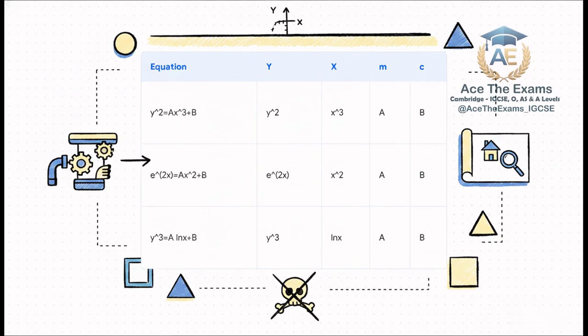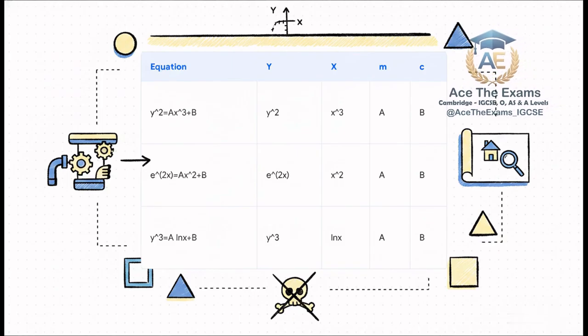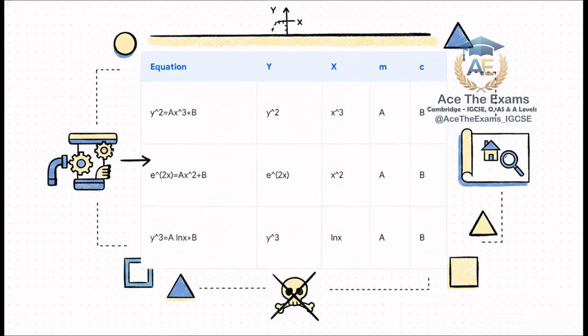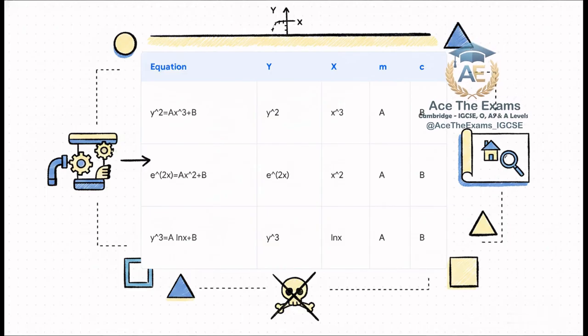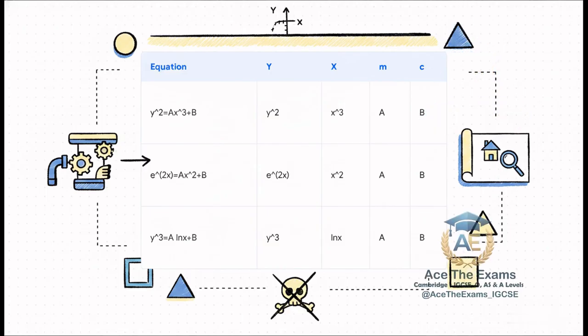Your large Y is just y squared. Your large X is x cubed. Treat them as single, solid blocks of data. Your gradient is a, and your intercept is b. Look at the second one, e to the power of 2x equals a times x squared plus b.